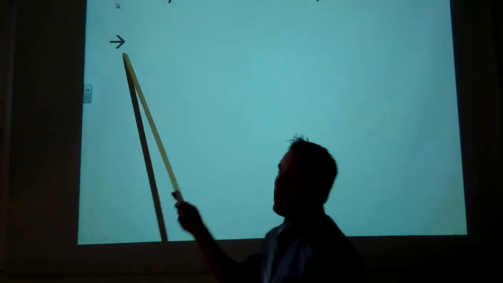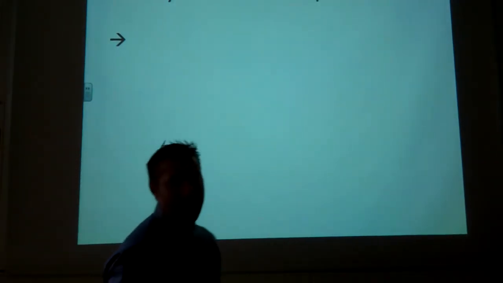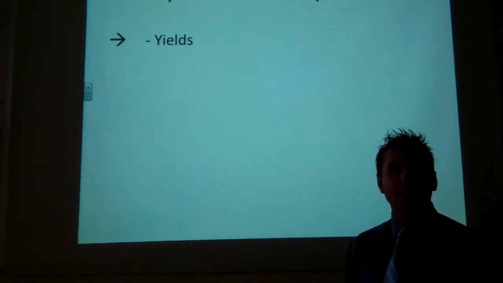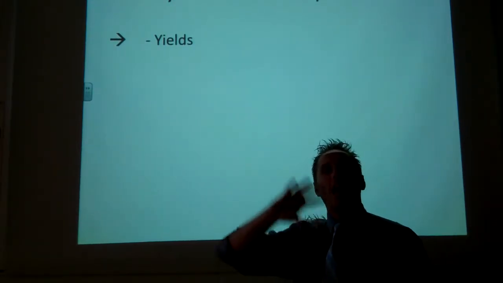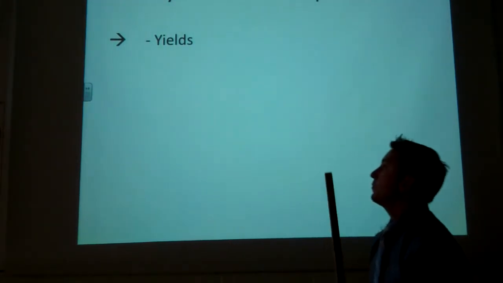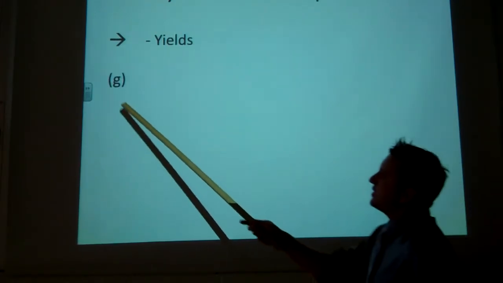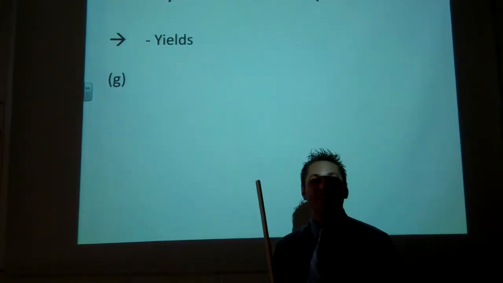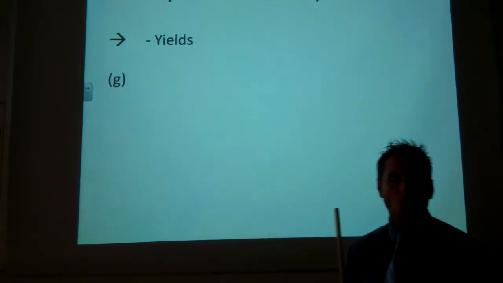Sometimes you'll see that arrow that divides the equation into two parts. That arrow has a name. They call it the yield sign. And all the yield sign does is it divides an equation into the reactants on one side and the products on the other. Other things you'll see are parentheses with little letters. Parentheses with letters in them are telling you the phase of that particular compound or element.